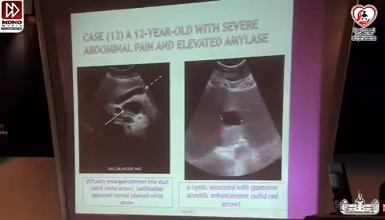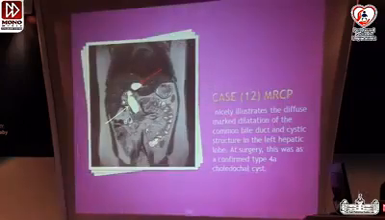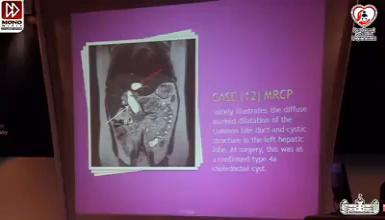Another case here, you can see the gallbladder, okay, normal. This is the region of the common bile duct, a cyst there, and that's the portal vein. Another cyst was seen at the left lobe of the liver. MRCP showed the same findings, so this was a case of choledochal cyst type 4A.